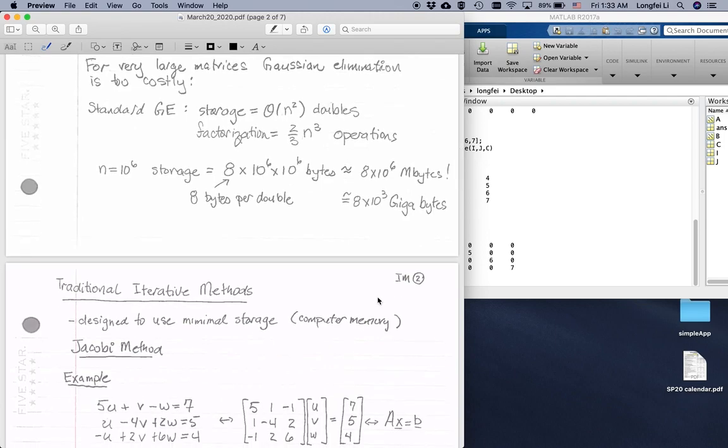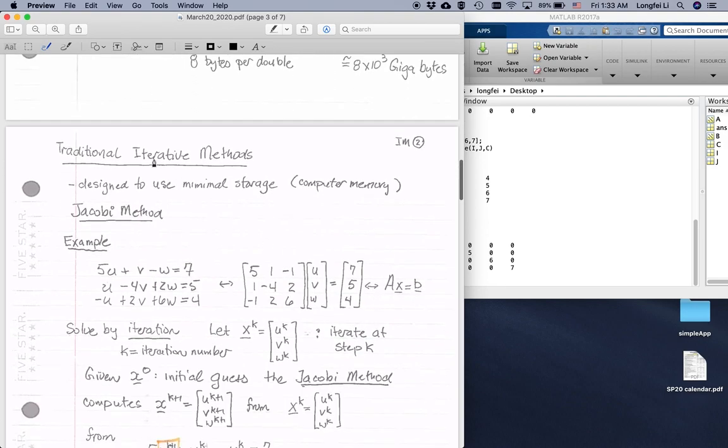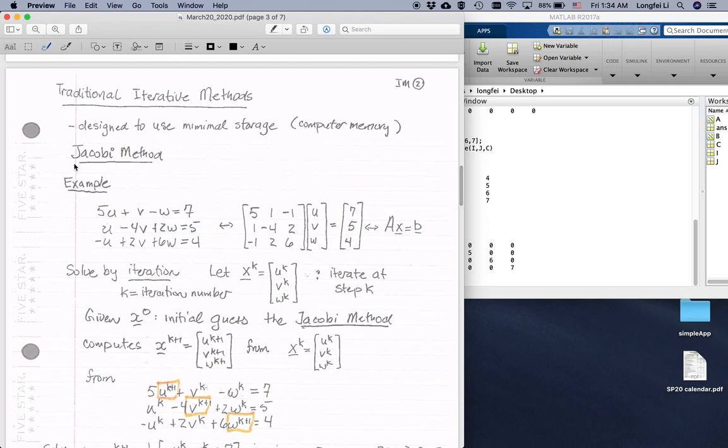Okay, so to work around this, we're going to tell you a more efficient method. It's called the iterative method. We are going to start with some traditional, classical iterative methods that are designed to use minimal storage, computer memory. So the first method is called the Jacobi method.